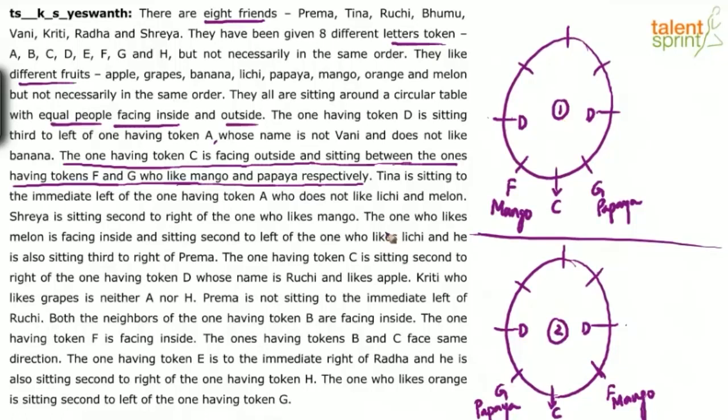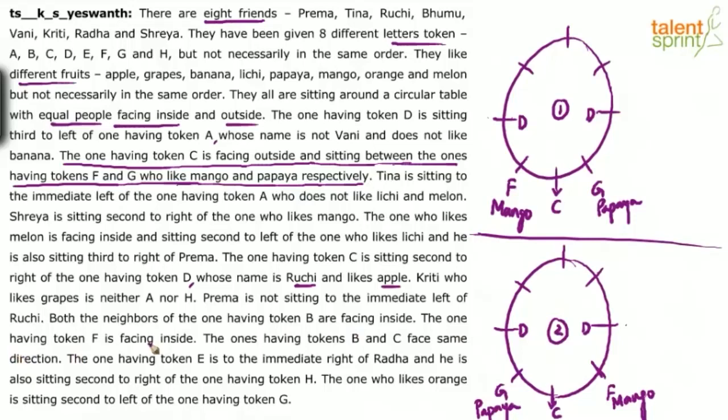And the other point given here is that the one having token C is sitting second to the right of the one having token D, whose name is Ruchi and likes apple. So the person who's got token D is Ruchi and likes apple. So once D's position is fixed, we can also fix Ruchi and apple. But D's position is not fixed yet. Kriti, who likes grapes, is neither A or H. Not useful. Prema is not sitting to the immediate left of Ruchi, but Ruchi's position is not fixed. Both the neighbors of the one having token B are facing inside, but B is not fixed yet.